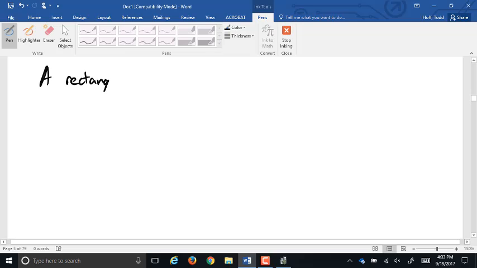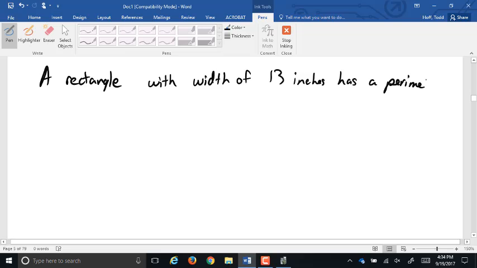We saw one similar to this on the test. Let's say we have a rectangle with width of 13 inches, has a perimeter of 62 inches. Find the length.